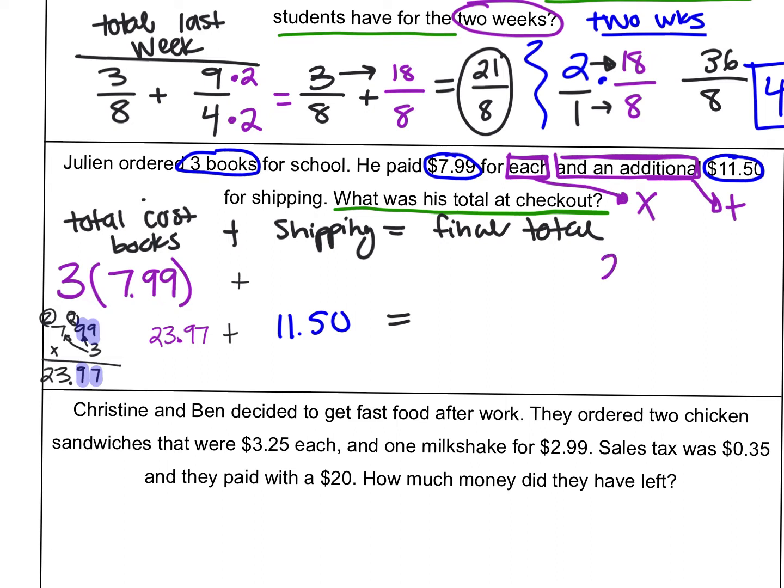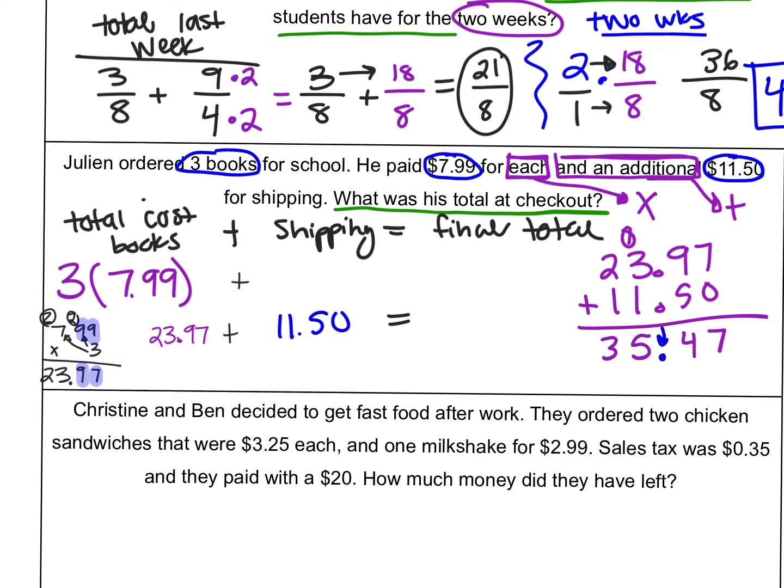To add decimals, we need to stack them and line them up at the decimal point, so that the tens places line up, the ones, the decimal places line up, the tenths and the hundredths line up. We're going to add. 7 plus 0 is 7. 9 plus 5 is 14. 1 plus 3 is 4, plus 1 is 5. And 2 plus 1 is 3. And my decimal comes straight down. So his total is $35.47.